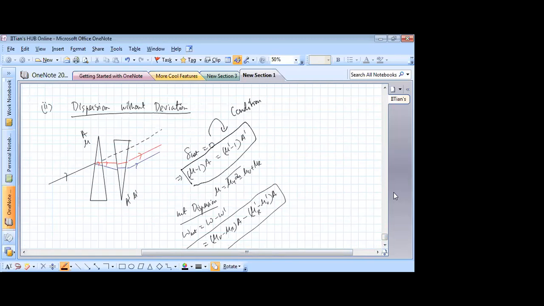And the earlier one was the combination which produces the reverse of this. It produces deviation without dispersion. So that is called the achromatic combination. This is called the chromatic combination.